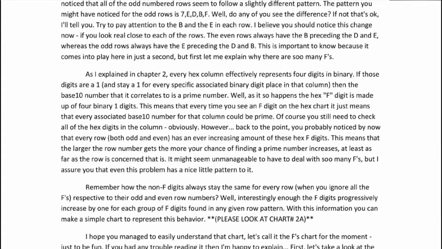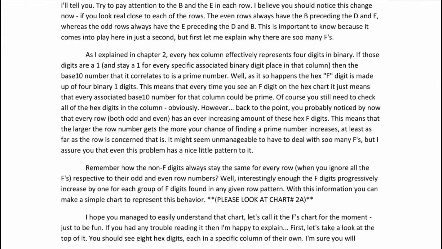As I explained in Chapter 2, every hex column effectively represents 4 digits in binary. If those digits are a 1 and stay a 1 for every specific associated binary digit placed in that column, then the base 10 number that it correlates to is a prime number. Well, as it so happens, the hex F digit is made up of 4 binary 1 digits. This means that every time you see a hex F digit on the hex chart, it just means that every associated base 10 number for that column could be prime, as far as it's concerned. Of course, you still need to check all of the hex digits in the column, obviously.